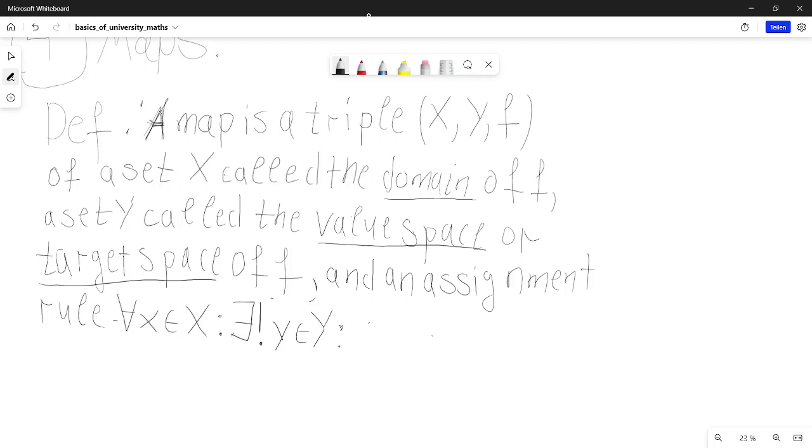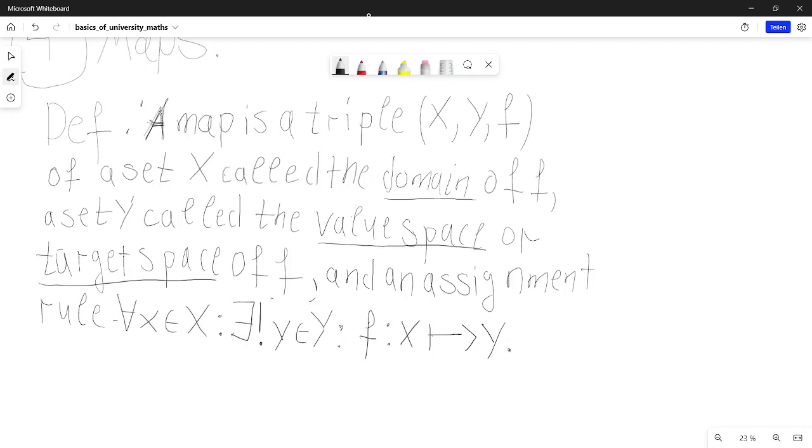Such that f assigns, and this is just intuitively interpreted, f assigns to the x this y. Right. So we recall what that meant. That meant we go through each one separately.